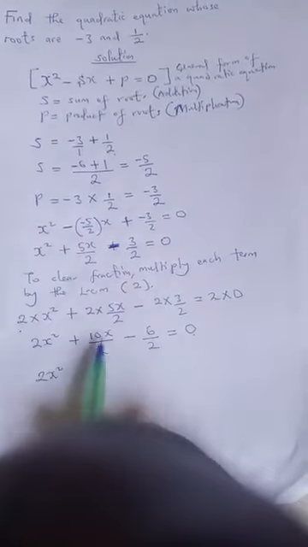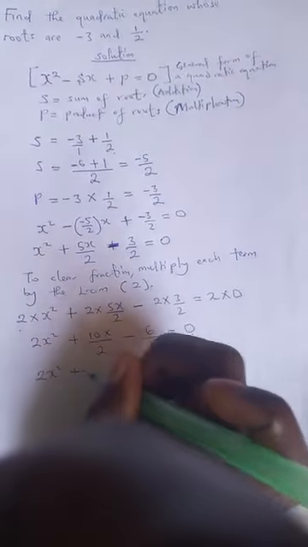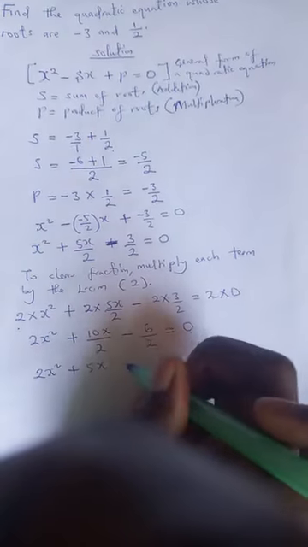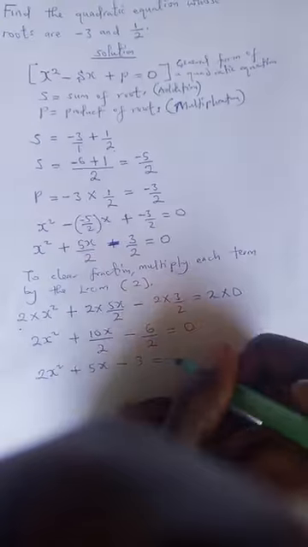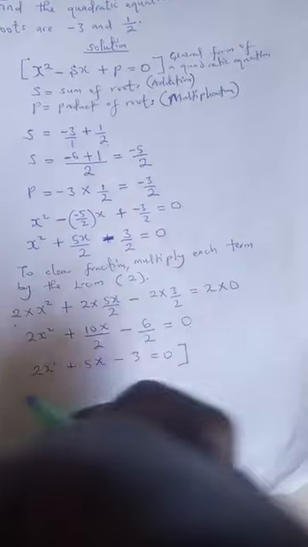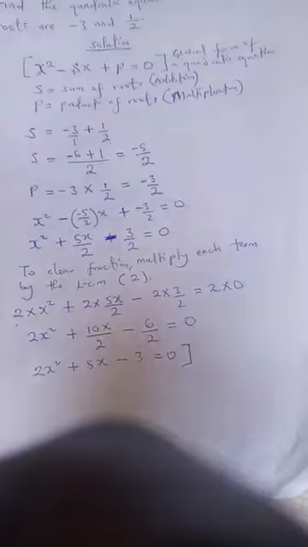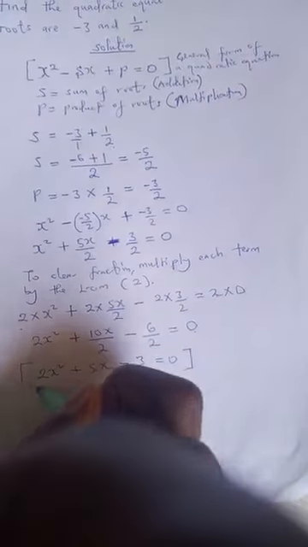Now, can we divide? Yes. How do we do that? 10 divided by 2, we have 5x, minus 6 divided by 2, we have 3. Everything equal to 0. So this is our quadratic equation.